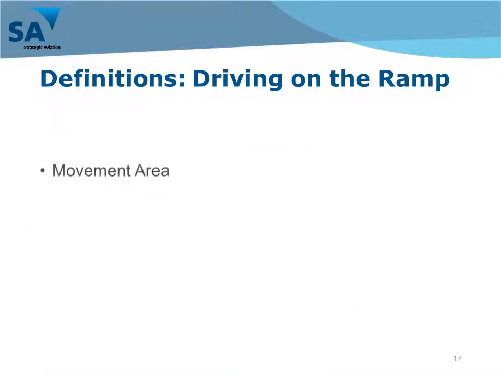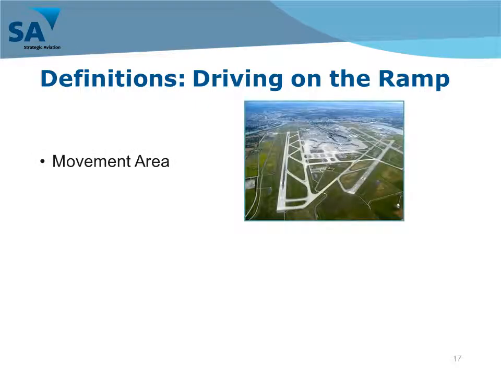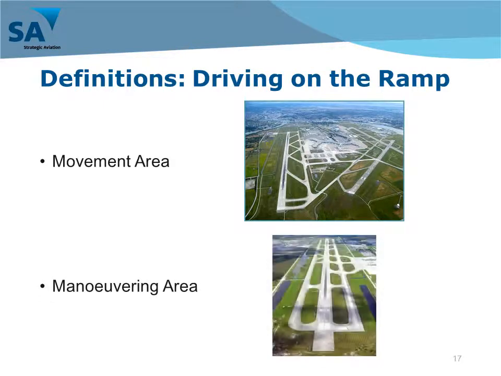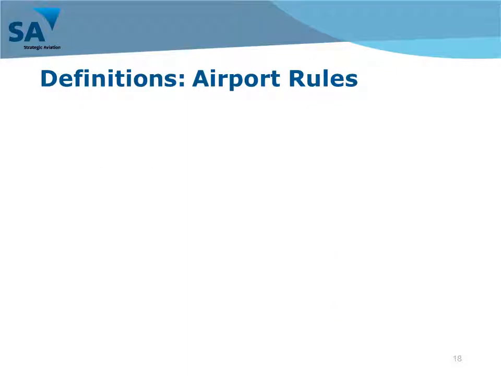The movement area is used to describe all of the controlled and uncontrolled areas an aircraft may move in the aerodrome. The maneuvering area is a portion of the movement area used for takeoff and landing, such as runways and taxiways, and are usually controlled areas. The following are some common rules for you to follow as a driver airside.